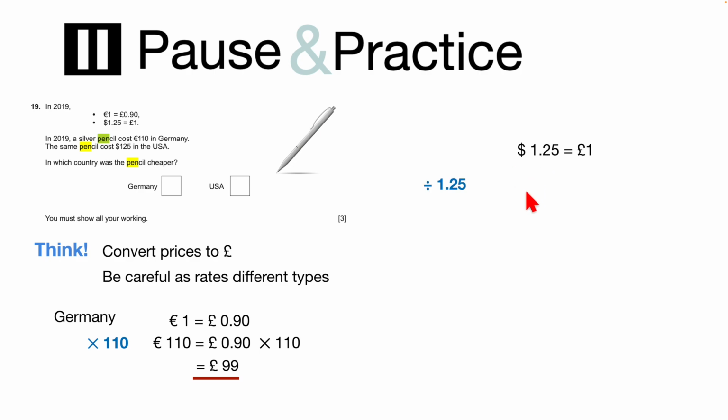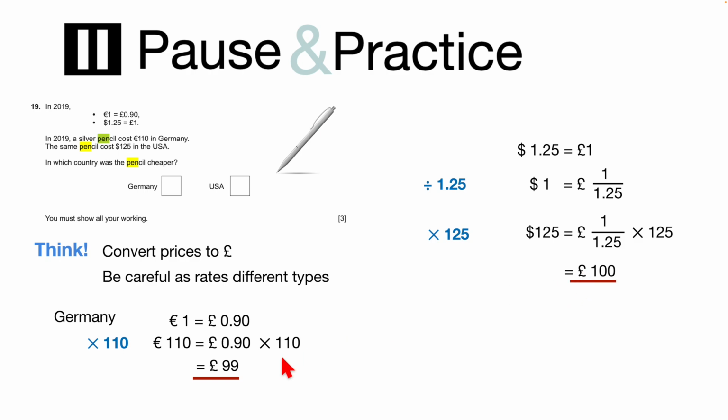I am going to divide by 1.25 to get that $1 is equal to 1 over 1.25 sterling. And now I want the value of $125, so I'll multiply by 125. $125 equals 1 over 1.25 times 125. Oh, it's one of those ones that you just think you should know, but it sort of is obvious, I hope, that this number is 100 times bigger than that number. It equals 100. And that's the other answer. So we've got 100 versus 99. So Germany is the cheaper. That's the answer. Don't forget to always state that.